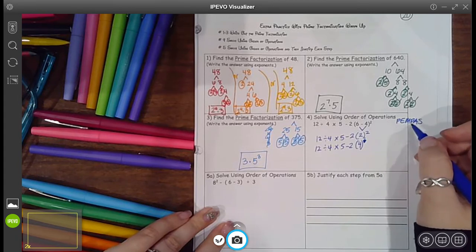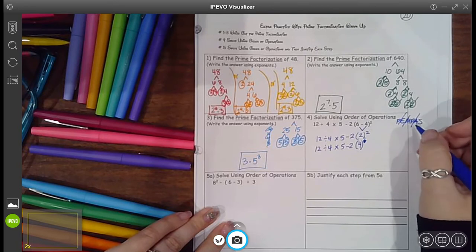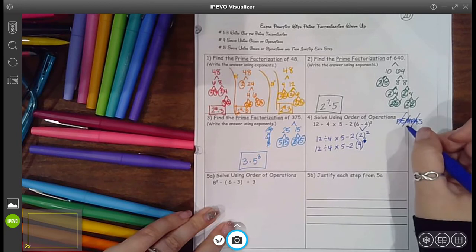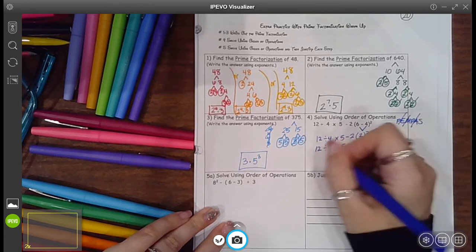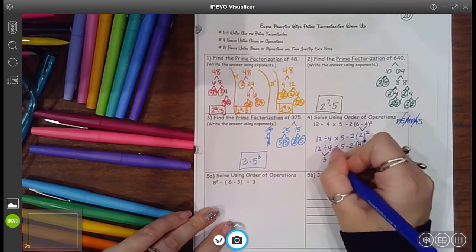Exponents are gone. Multiplication or division. Okay, you don't always multiply before you divide. When you're deciding between multiplying or dividing, it's whichever comes first from left to right. It's just you always multiply or divide before you add or subtract. But when deciding between these two, it's whatever comes first. So right here, 12 divided by 4 is 3.